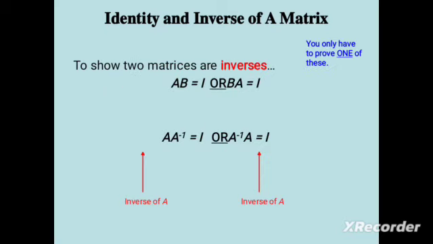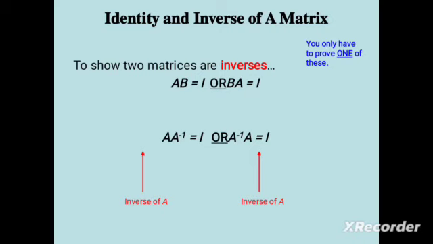To show two matrices are inverses, we can multiply A and B. That is, AB means the product of matrix A and matrix B, whereby matrix A is either the inverse of B or B is the inverse of A. So when we multiply matrix A times matrix B and get the identity, A is the matrix and B is its inverse.